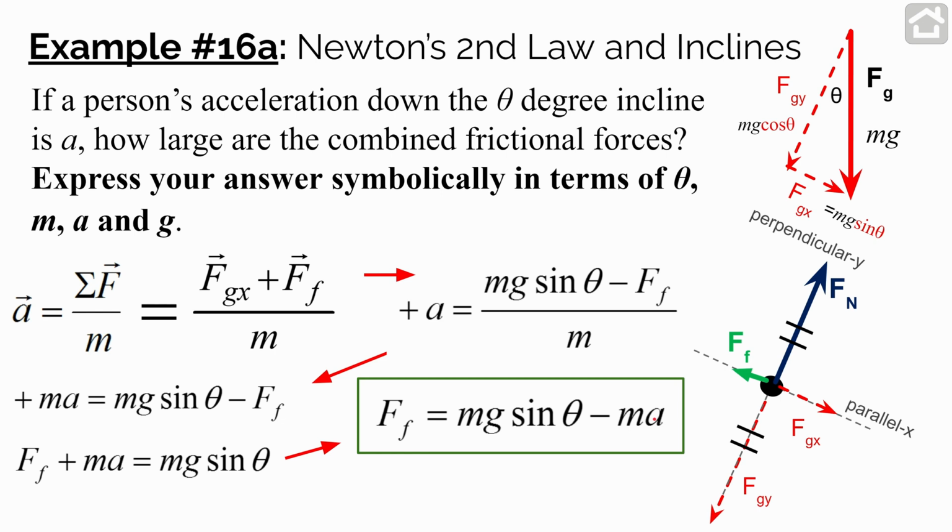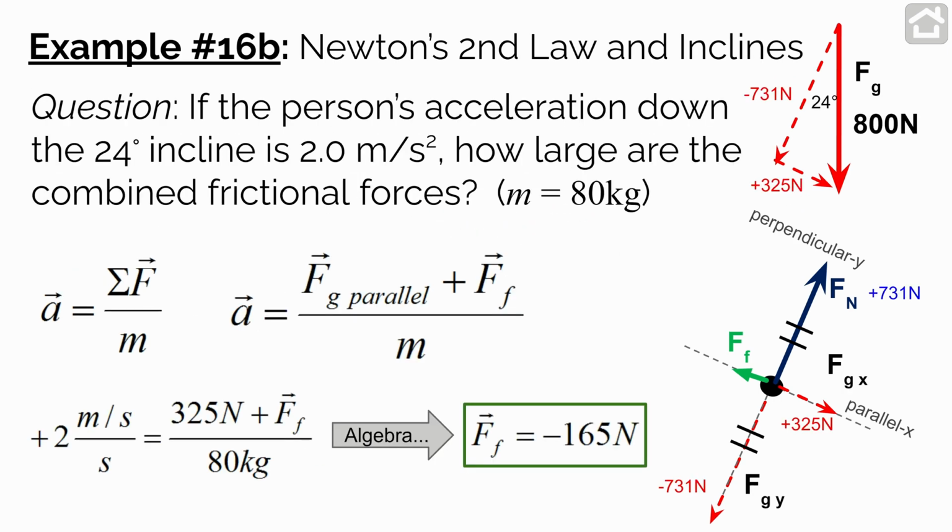This right here, let's just double check. Our expression for the size of the frictional force only includes, does it include just theta, m, a, and g? Yeah, m, g, theta, and a. So this is the final expression for the size of the combined frictional forces using only symbols that you're allowed to in the problem statement.